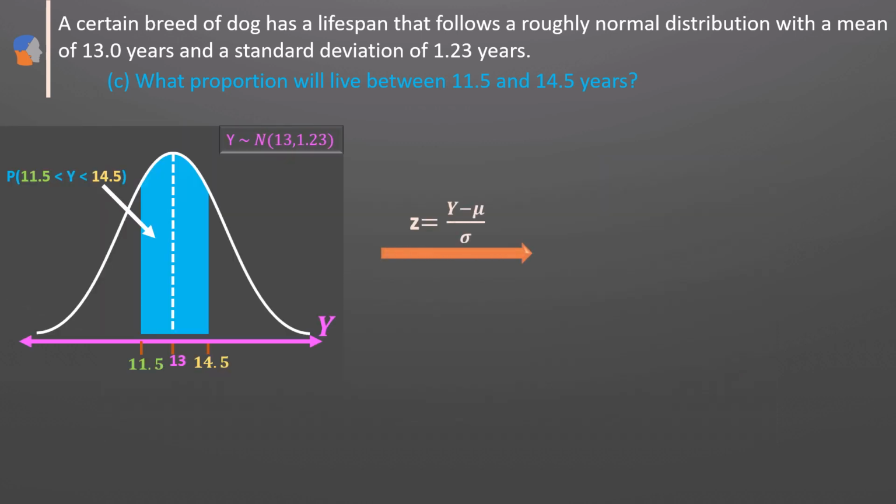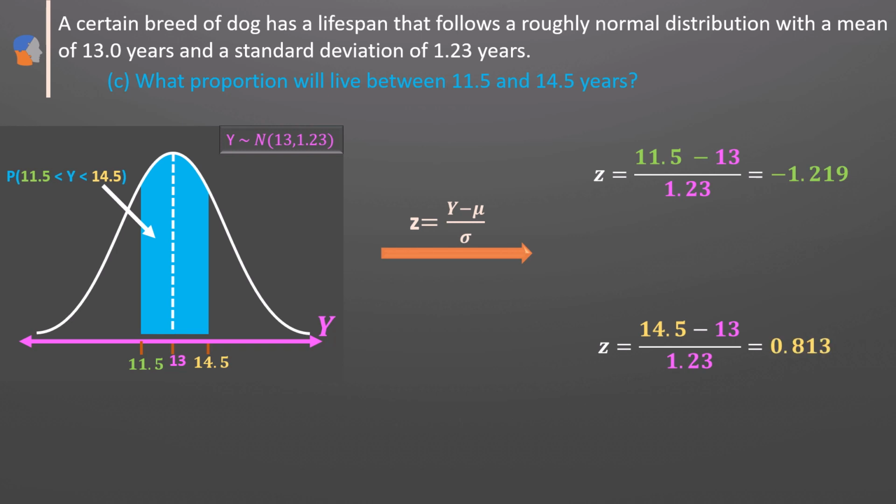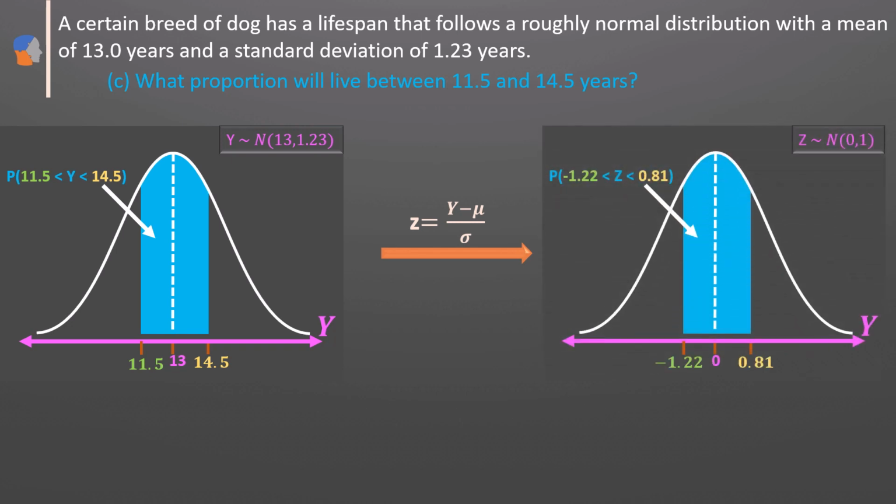Use this formula, y minus mu over sigma, for 11.5 first, then 14.5. The z values are negative 1.219 and 0.813 respectively. And you see here, I calculate the z value to 3 decimal places. Right. Now we can mark this on the standard normal curve. It is now to 2 decimal places, negative 1.22. That is the z value of 11.5. Then 0.81 is the z value of 14.5.